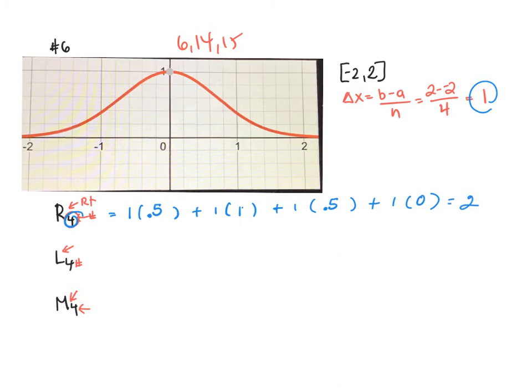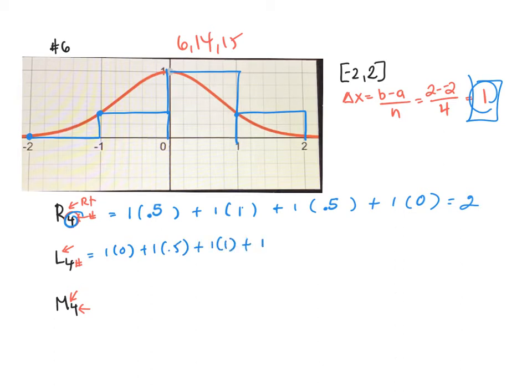So again, each one is going to be 1 unit wide, and I'm going with left endpoint, so that first one's going to be the height of 0. Second one is going to be the height of 1/2, the height of 1, and again, calling that 1/2 the height of 1/2. So I get 1 times 0 plus 1 times 1/2 plus 1 times 1 plus 1 times 1/2, and I get again 2.